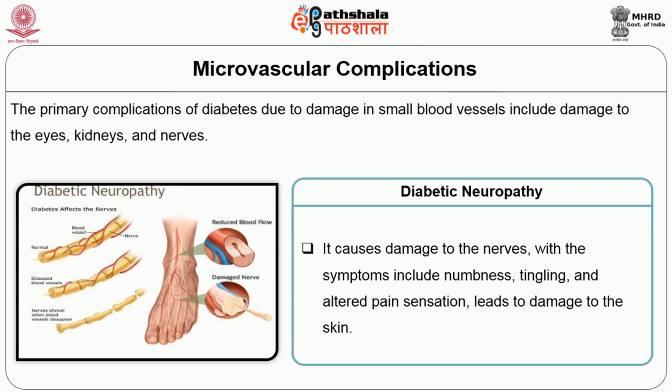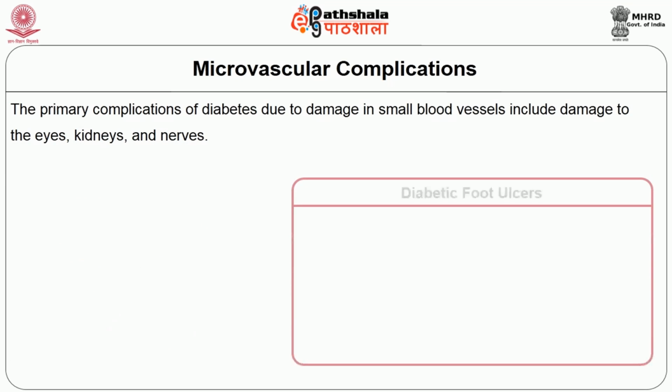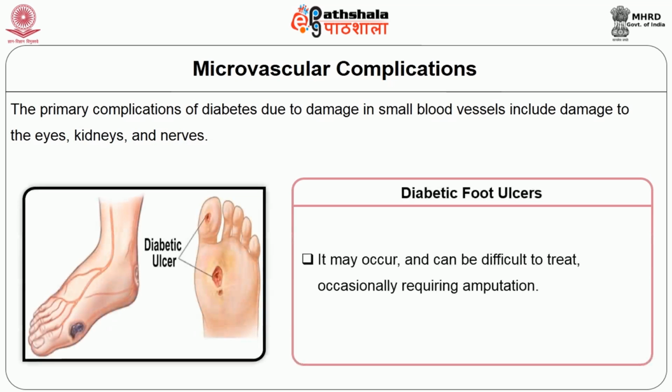The next is diabetic neuropathy. It is another microvascular complication. It causes damage to the nerves with the symptoms: the patient has numbness, tingling and altered pain sensation, which leads to damage to the skin. The next is diabetic foot ulcer. It may occur and can be difficult to treat. Occasionally, the patient requires amputation of the foot.